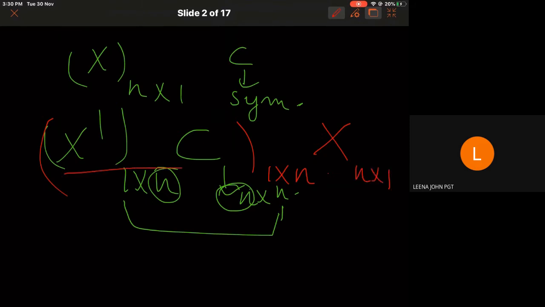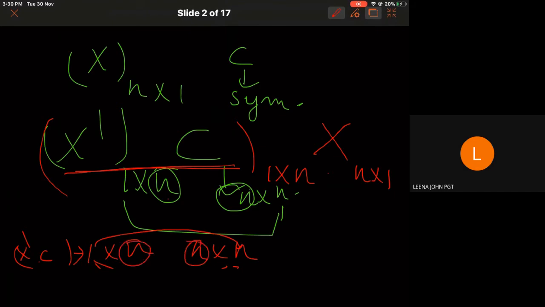So first we multiply these two, x dash C. X dash is of order 1 by n. C is of order n by n. It must be of order n by n because C is a symmetric matrix, so it is a square matrix. Then x dash C का order, that will be 1 by n. Here you can see that this n will get absorbed and this will be of order 1 by n. So I have written here 1 by n.